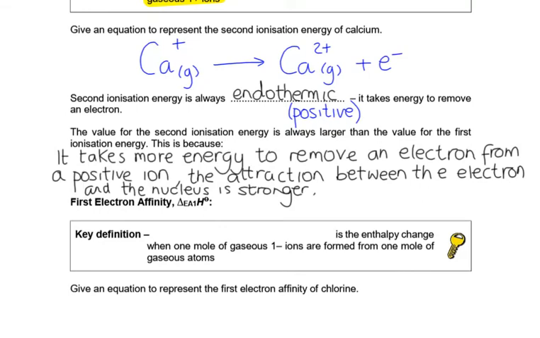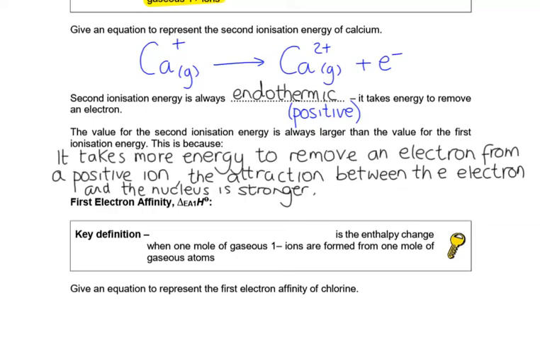So we talked about this in atomic structure. Once that first electron's been removed, the ion is now positive, so we've got more protons than electrons, and therefore we've got a stronger attraction between the nucleus and the electron being removed. We're trying to remove it from a positive ion, so we've got that added attraction there that we have to overcome, so more energy is needed.